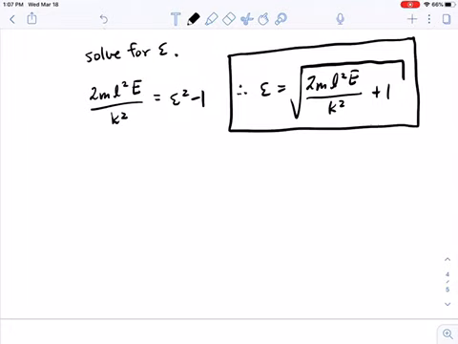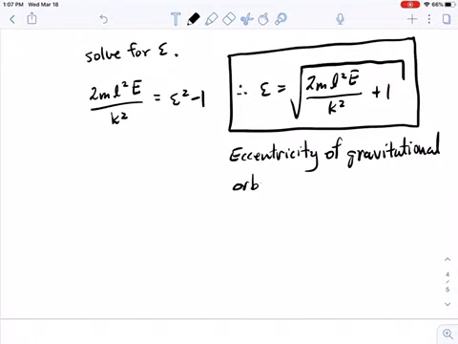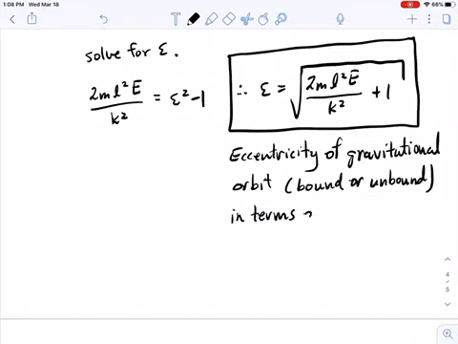And so all of these parameters have some kind of physical meaning for us. So this is the eccentricity of a gravitational orbit. This could be bound or unbound, in terms of energy.